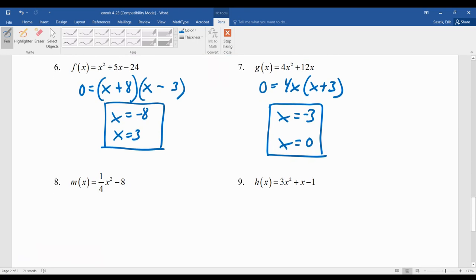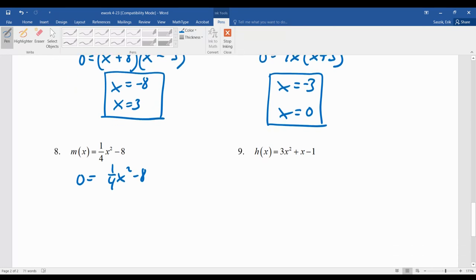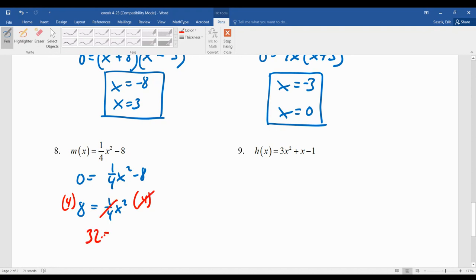Now, number 8's different as well, okay? Number 8, if you guys notice, it does not have a b term. There's no x term. And when you don't have the x term and you just have x squared and the constant, you can solve this using the square root method. So you want to get x squared by itself. So we move the 8 over by adding it. We get rid of the 1/4 by multiplying both sides by 4. So we get 32 equals x squared.